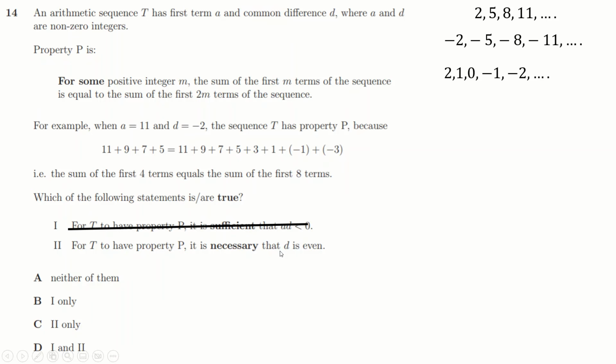Is it necessary that D is even? Well, I look at this and I go, well, D is -1 here, right? Which is odd. Can I just mess with this to make it work? And then I can obviously disprove this.